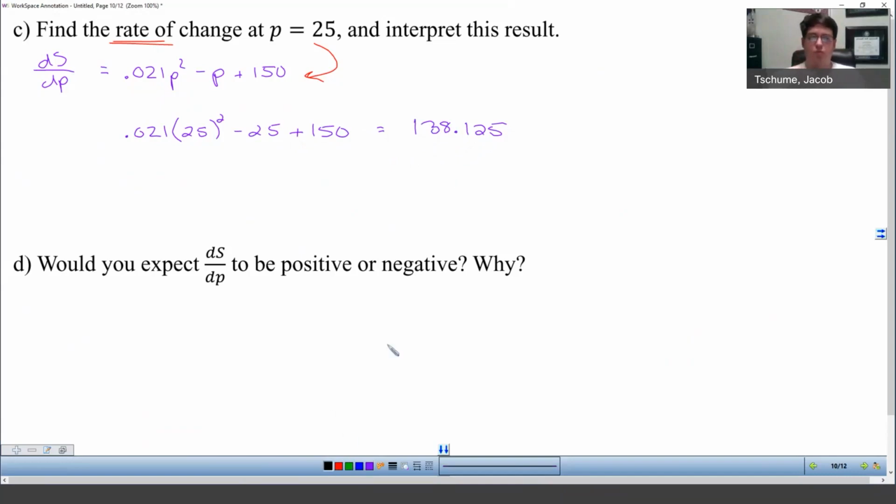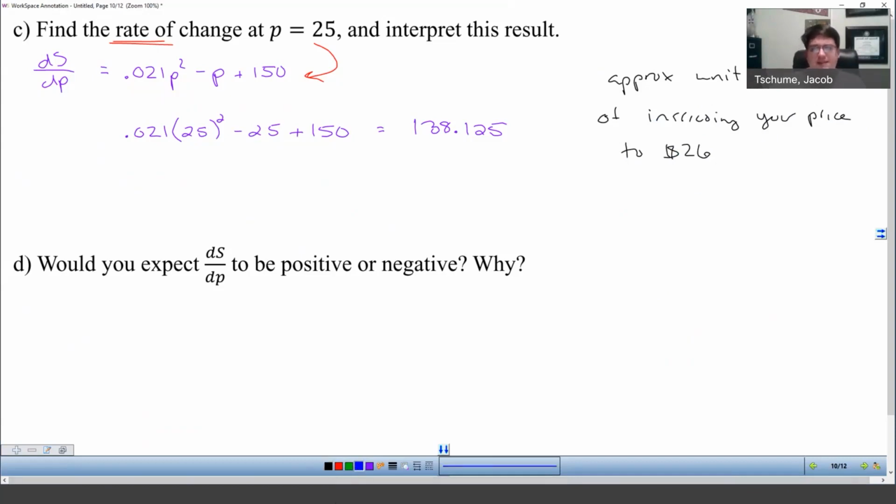So if I were interpreting this result, this would be the approximate unit increase. And I say increase because it's a positive number. It's the approximate unit increase of increasing your price to the next number up, which would be $26. So according to this information, if you were to raise your price to $26, the amount of units would actually increase by about 138. Now that's a little bit weird because that's where part D comes into play.